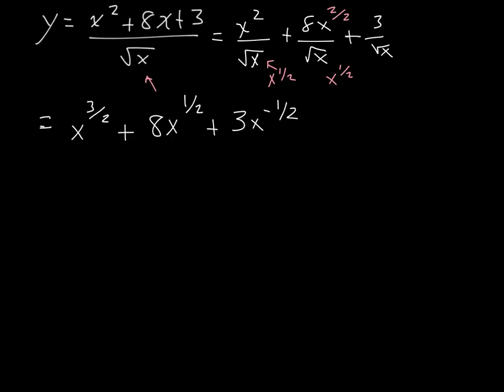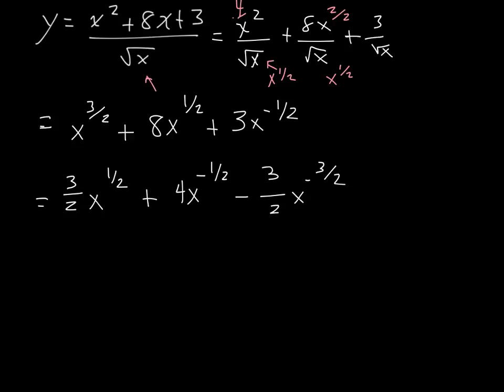What we're doing here is getting common denominators for all of my exponents, and then remember you subtract when you're dividing. So now from here it's just flat out power rule. So 3/2 x to the 1/2 plus 4x to the minus 1/2 minus 3/2 x to the minus 3/2.